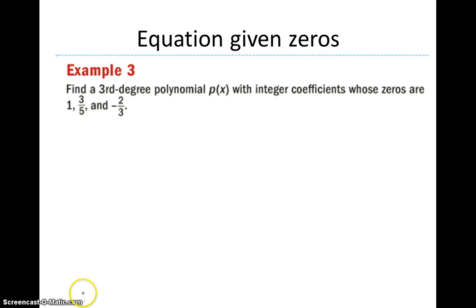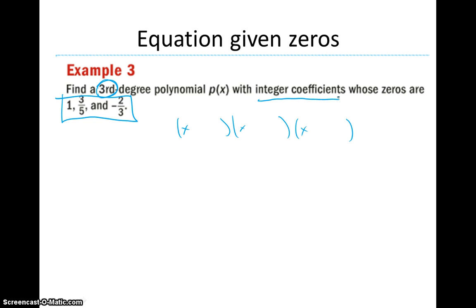Let's try one more example. So this time they give us the zeros. Well, that's nice of them. We don't have to look at a graph. We certainly don't have to graph it ourselves. They just give us the zeros. And they tell us it's a third degree again, so we're going to have three factors, each with x. An x, and x, and another x. And they want integer coefficients, and we'll talk about that in a second.